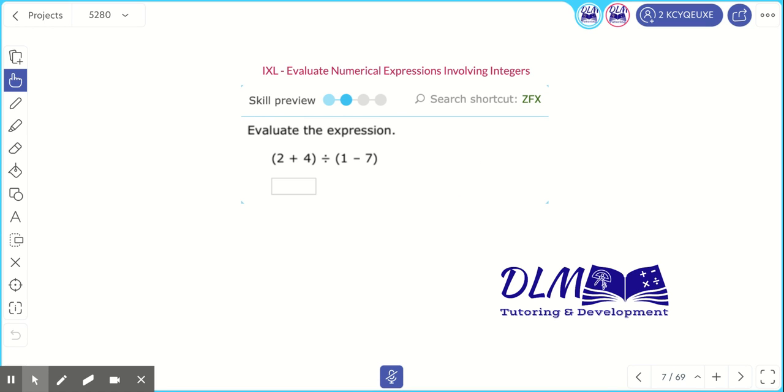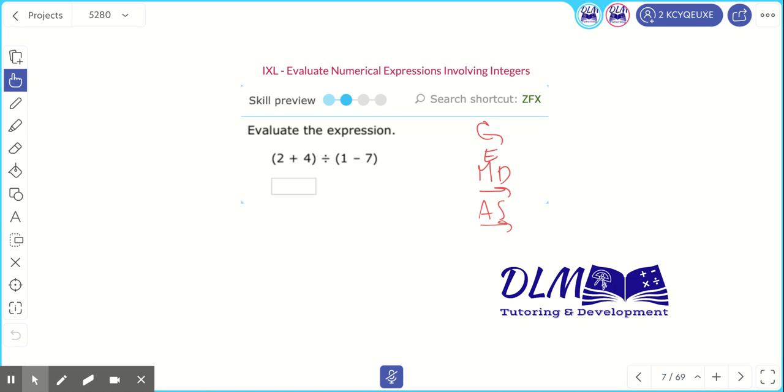Let's take a look at this next one. Evaluate the expression. Well, in this case, again, we're still going to use GEMDAS, and I like having it over here as a little checklist to make sure that I don't forget anything as I'm solving. So groupings means that something that's going to be within parentheses or brackets or the numerator or denominator of a fraction, those are all groupings.